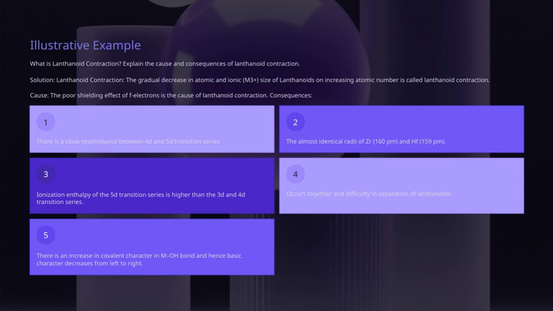Lastly, it's important to note that the lanthanoid contraction causes the sizes of the lanthanoid ions, M³⁺, to decrease as their atomic number increases, which affects their chemical behavior and how they interact with other elements. So, in summary, lanthanoid contraction is a key concept that influences many properties of these elements and their compounds, and understanding it helps explain the similarities and differences we observe across the series.